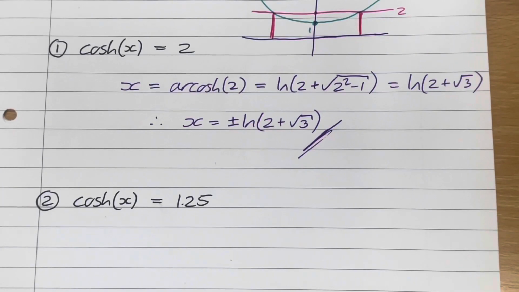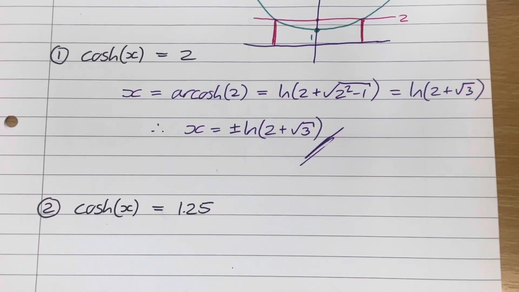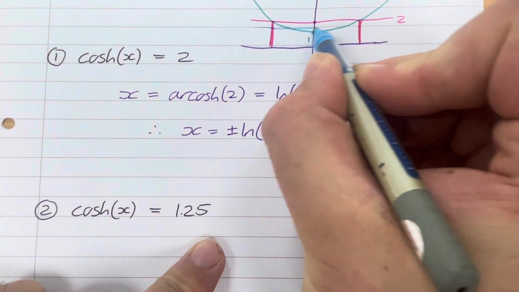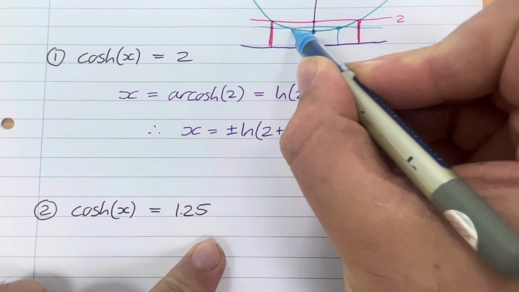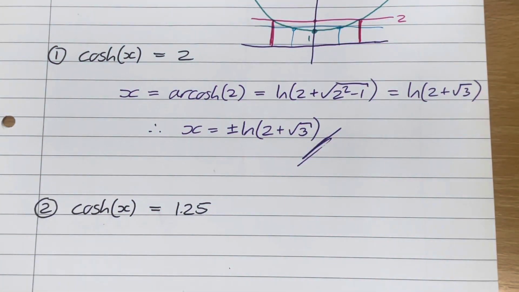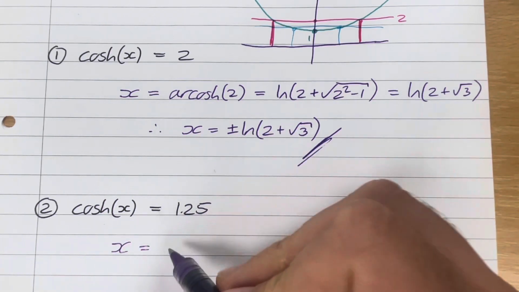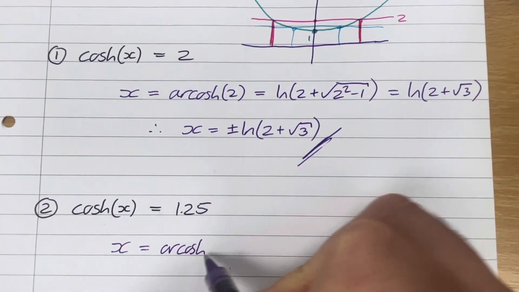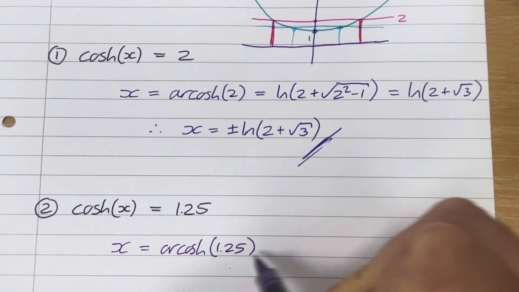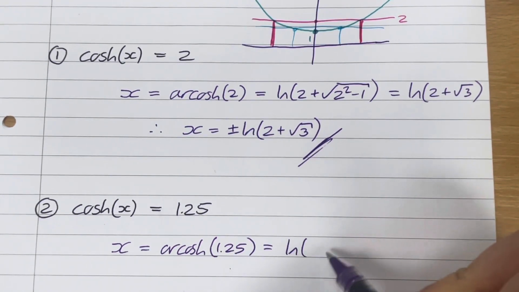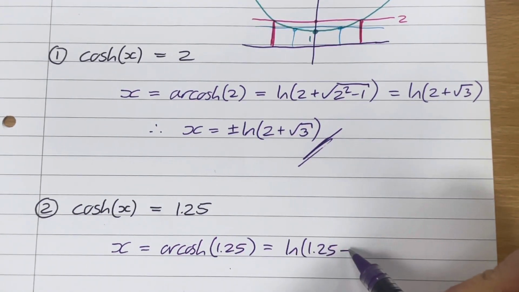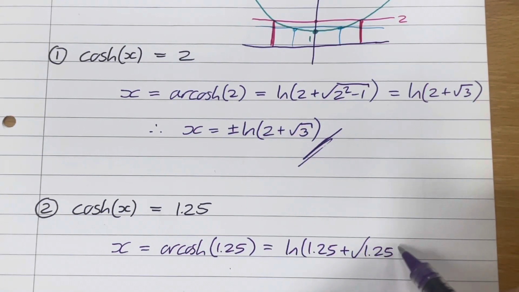Okay, similar one. This time cosh x equals 1.25. Again, it's a number that's bigger than 1, so we're going to get 2 solutions. Okay, draw the horizontal line again. Going to get a solution there and a solution there. So 2 solutions, one positive, one negative. I'm going to plug them back through the same formula. So x is going to equal arcosh of 1.25. That means the natural log of 1.25 plus the square root of 1.25 squared minus 1.